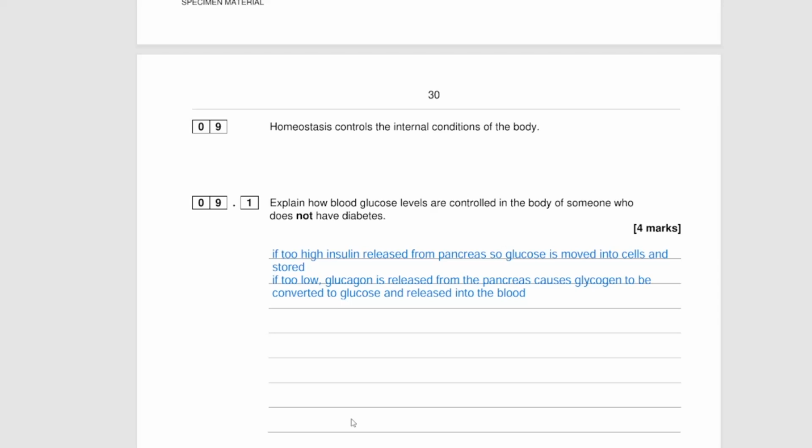important not to get those confused, is released from the pancreas, which causes glycogen to be converted to glucose and released into the blood. What's important to remember is that glucagon is the hormone that converts glycogen into glucose, and glycogen is the stored version of glucose.